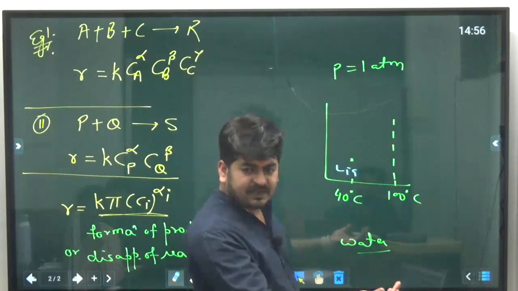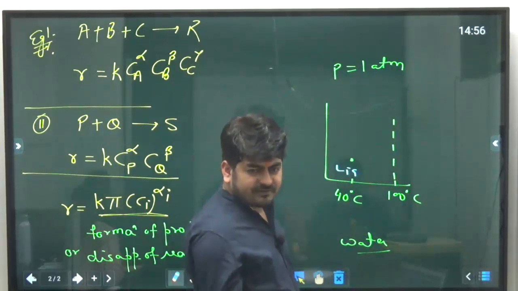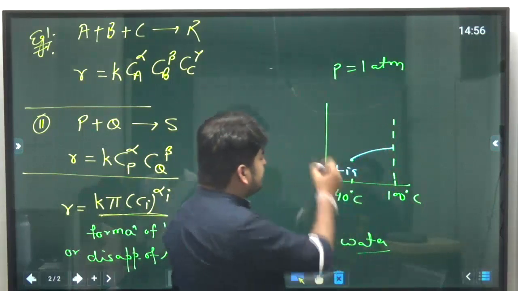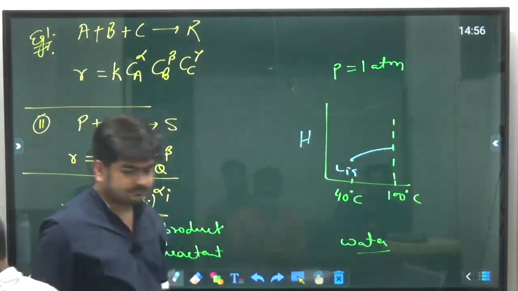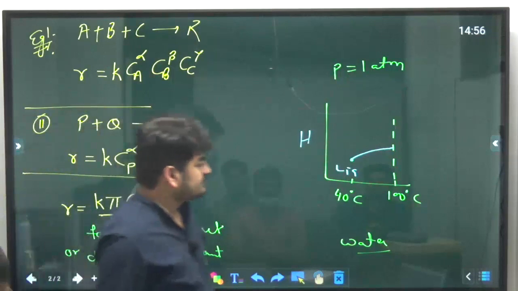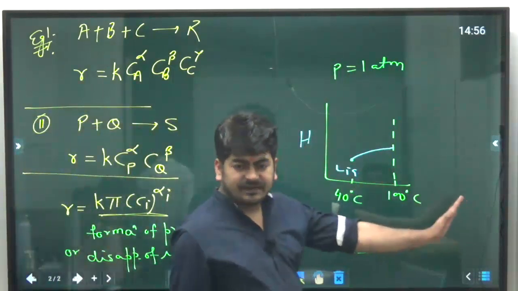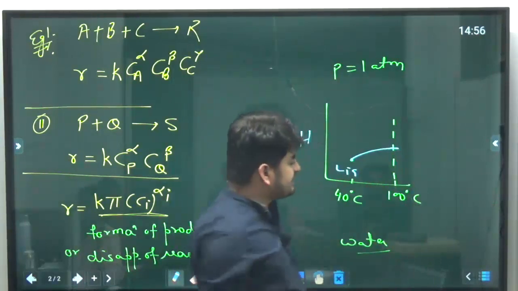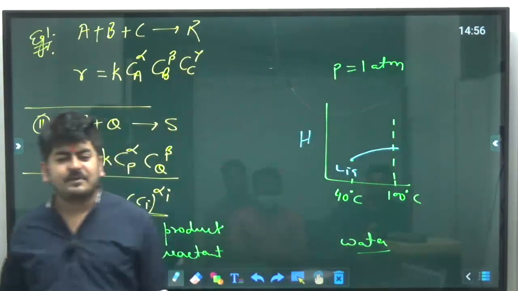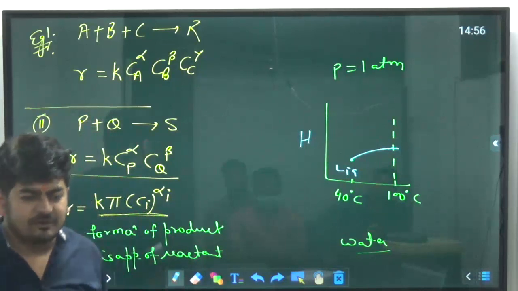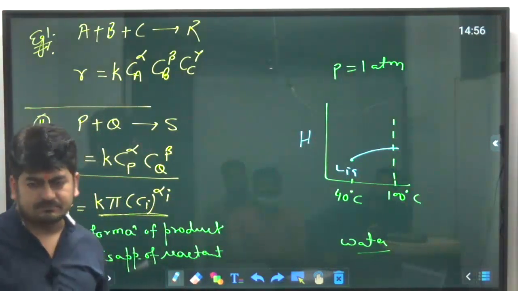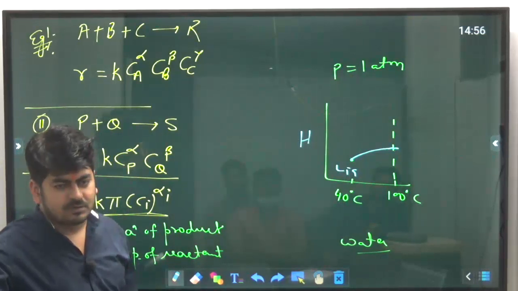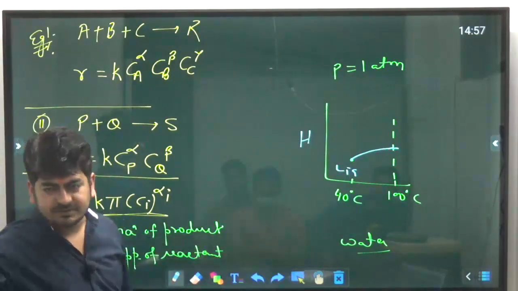If I supply the heat, the temperature of water will increase and sensible heat will increase. Like this, up to 100 degrees Celsius. Now after this, if I further supply the heat, will the temperature of liquid rise or not? No, because this is the saturation point.